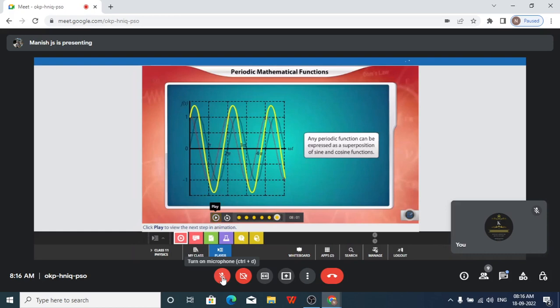The resultant amplitude can be expressed as d is equal to square root of a square plus b square. You can also find out the phase angle of that resultant wave using the relationship phi is equal to tan inverse of b by a, where a and b are the amplitudes of individual periodic functions of sine and cosine. So this is all we have covered so far.